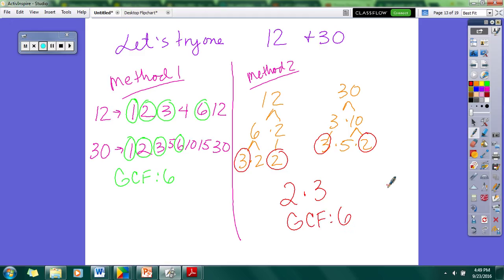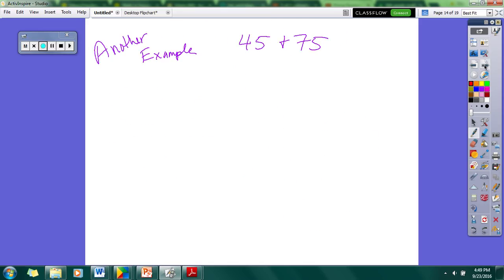On the left, I listed all the factors and found the biggest one they share. On the right, I did the product of primes and I found partners to multiply to find the greatest common factor. Let's do another example. Let's try 45 and 75. From here on out, I am going to use the factor tree method to show my answer. If you'd like me to show you the list method in class, I'd be more than happy to do that, but I'm going to use the factor tree method.